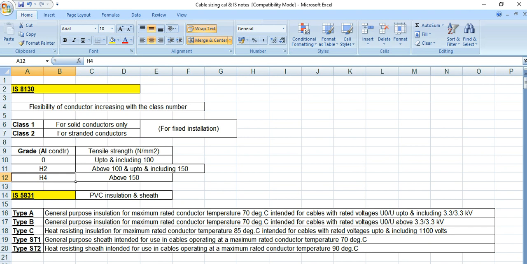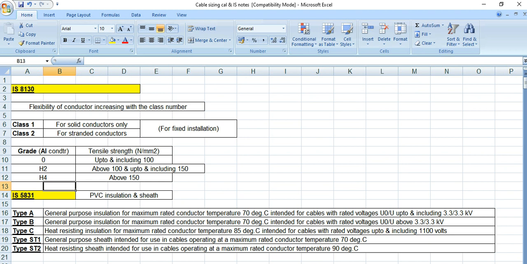This is for aluminum conductor, which I have specified here. Mostly H2 and H4 grade aluminum conductor is used for cable construction in most industrial applications.